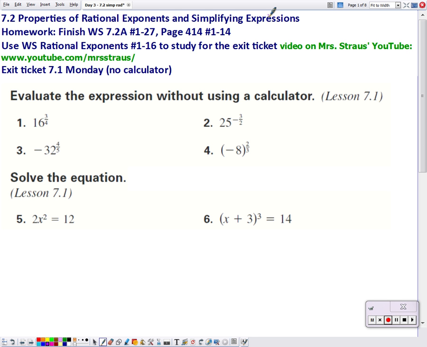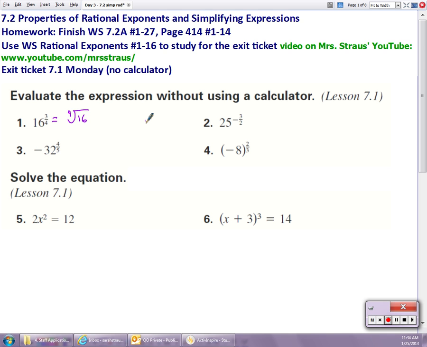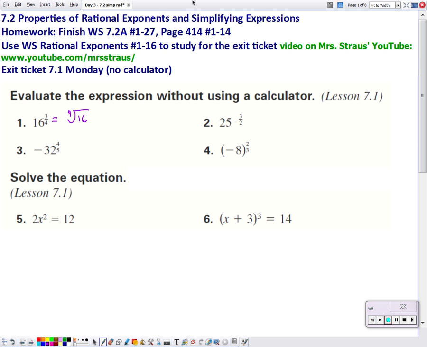Okay, number 1 says evaluate the expression without a calculator. I have a 4 in the denominator of my exponent and a 3 in the numerator. That means I'm taking the 4th root of 16, and then I'm going to raise that answer to the 3rd power. Well, the 4th root of 16 is 2, and 2 to the 3rd is 8. So the answer is 8.